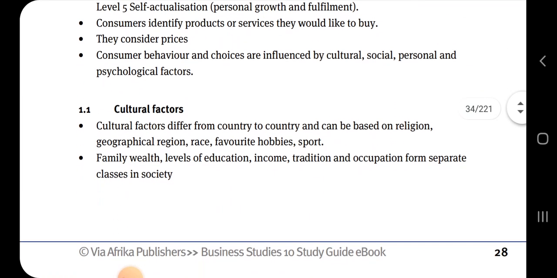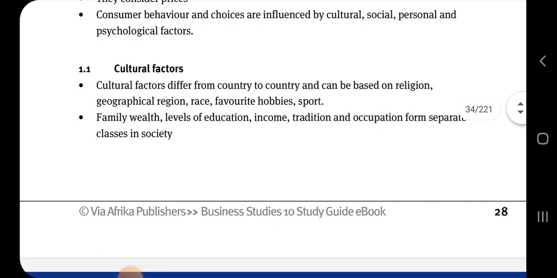And then there are factors that control consumer behavior. How you can classify consumer behavior and choices are influenced by cultural factors. So you will see that people buy things because of cultural factors, social factors, personal and psychological factors. So there are different factors that contribute towards a consumer making a decision on whether to purchase a product or not. So we have cultural factors.